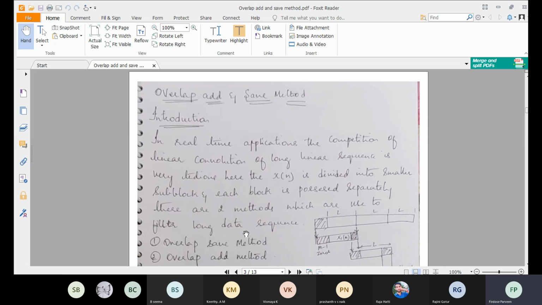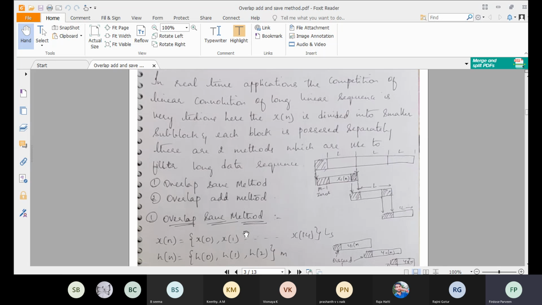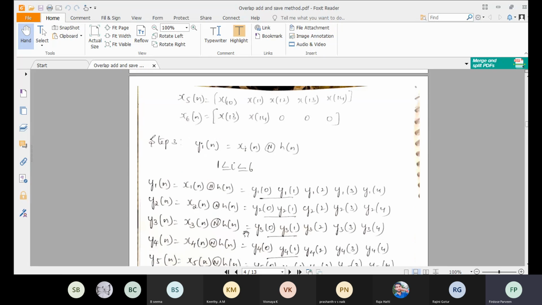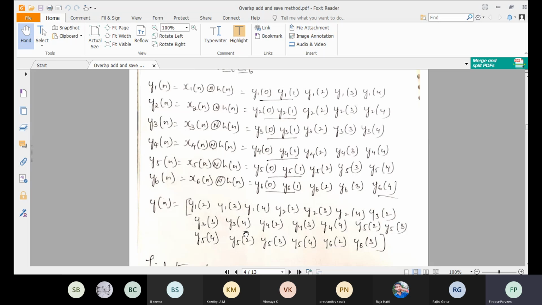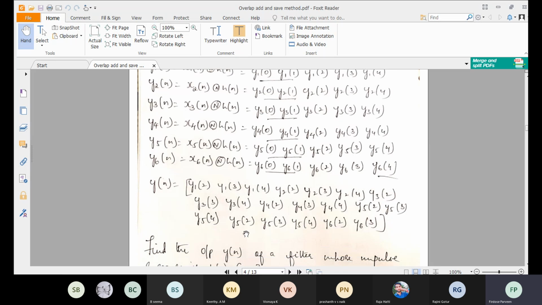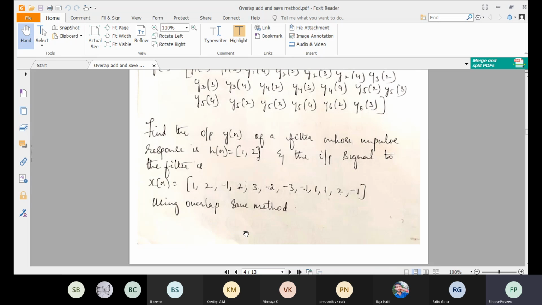Now next, overlap add and overlap save method. To go for this method, first I will tell you the problem, how to do it. Then later I'll come back to the theory part, so that you will be able to understand very well. Listen properly. Find the output y of n of a filter whose impulse response h of n is given as 1, 2, and the input signal to the filter x of n is what they have given. Using the overlap save method. So which method are we seeing? We are seeing the overlap save method.